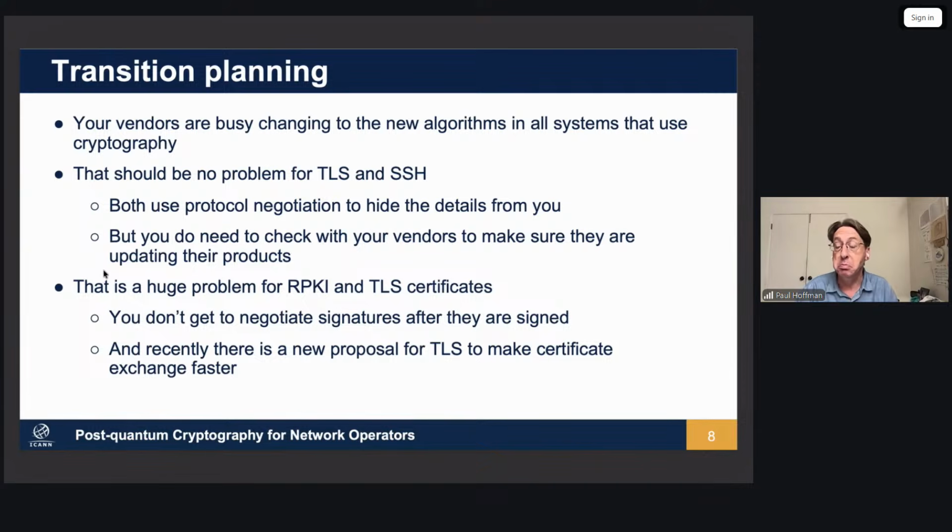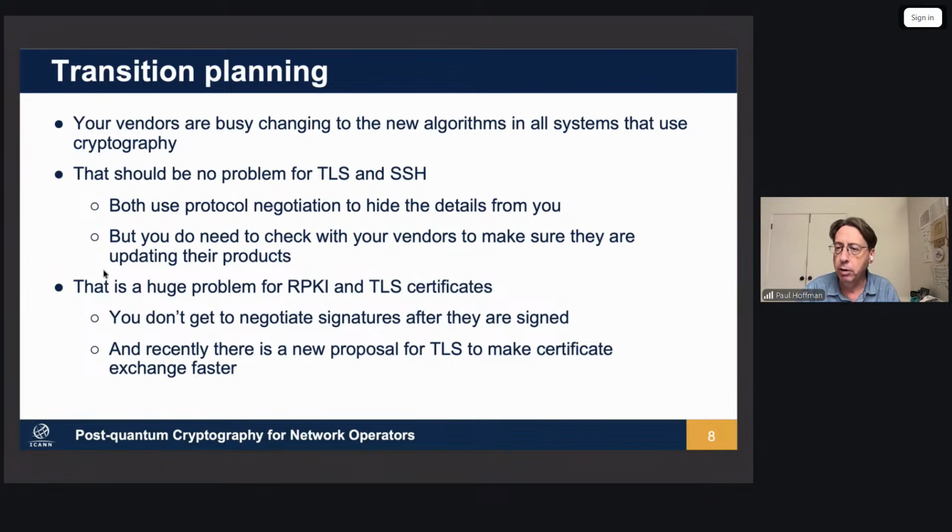The biggest issue is, are your vendors even doing this for you? Are you in the right tier of support with your vendors, especially for things that are specific to network operators, such as real size routers? You have a support contract for the router. Are you getting your updates? Are the updates including these post-quantum algorithms? Generally, that's going to be pretty easy for TLS and SSH.